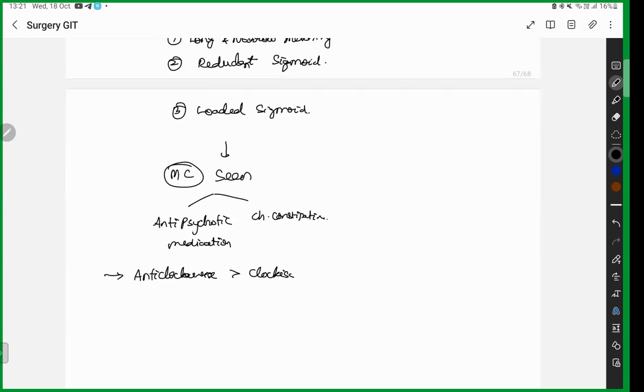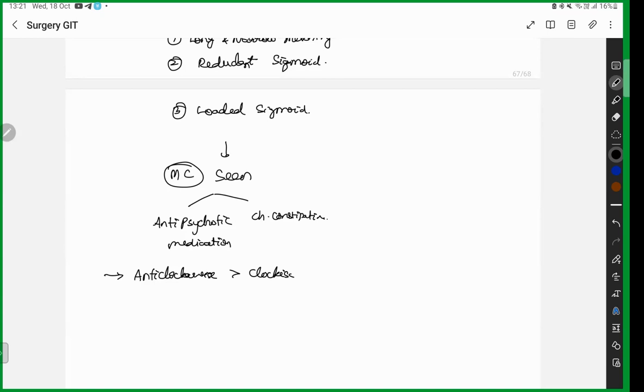So we have seen gastric volvulus. What is the important clinical feature there? Borchardt triad. What is Borchardt triad? Abdominal pain, retching. There is going to be unproductive retching and inability to insert your Ryle's tube.